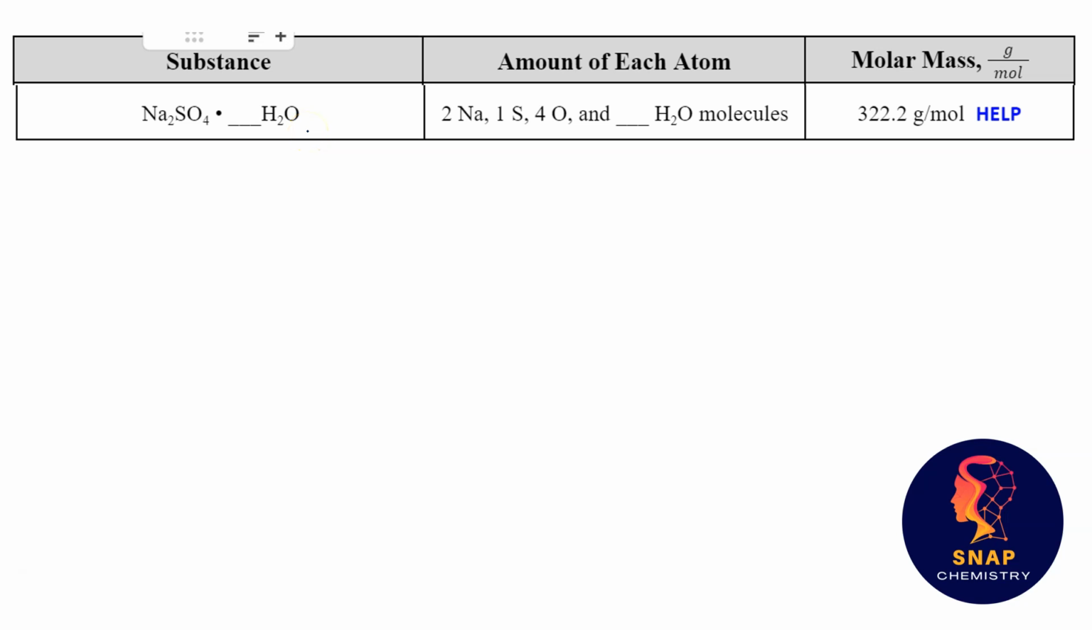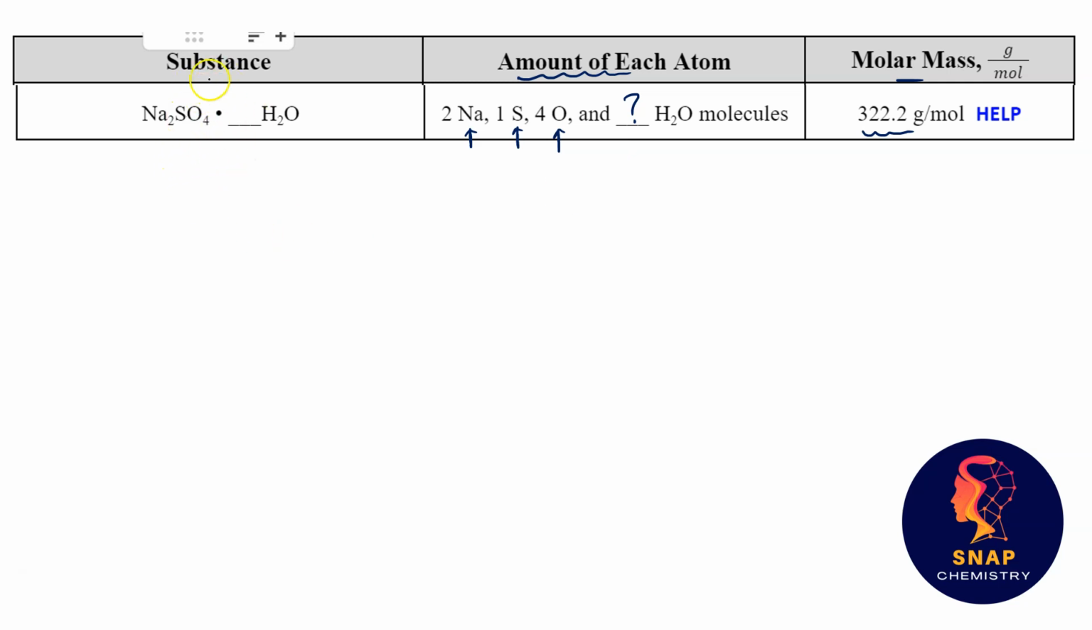Hey everybody, let's take a look at this section of a table that we're trying to complete, where we are given three columns of information. One is the molar mass of a substance, and in this particular example that has been provided to us, 322.2 grams per mole. That 322.2 comes from these exact amounts of each atom, and some of that I know: 2 sodiums, 1 sulfur, 4 oxygens, and some unknown quantity of water molecules.